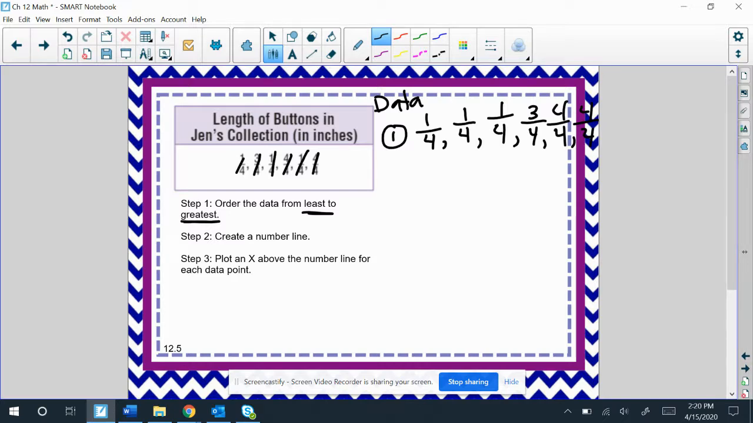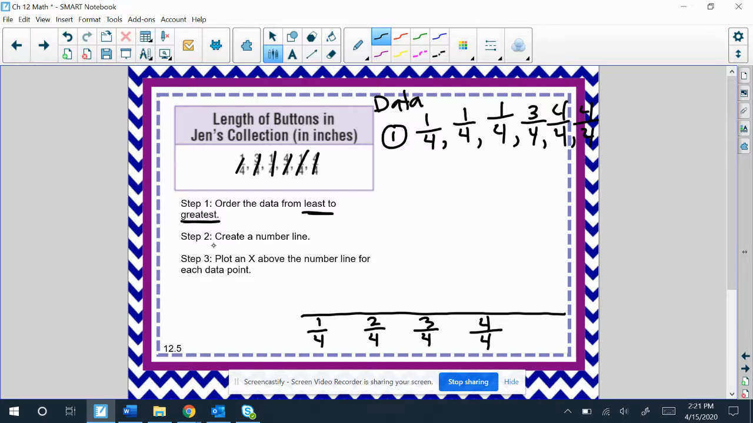I am now going to create a number line. I am going to draw a line. Please draw your line as well. And I am going to plot using my fractions up here. I have 1/4. After 1/4 comes 2/4, then 3/4, then 4/4.